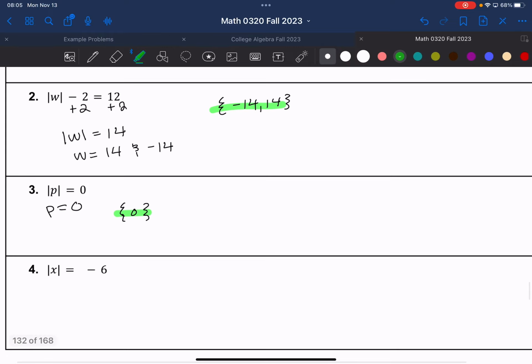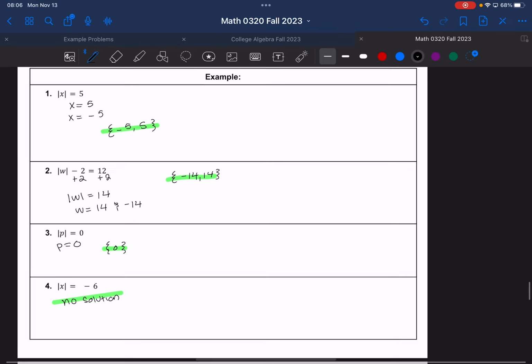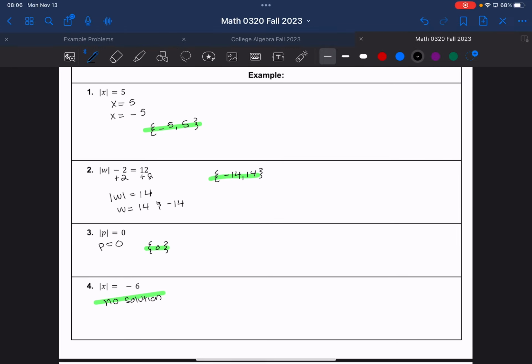What about number 4? Our absolute value is by itself, but it's equal to what? A negative number. So what is the answer to this if it's equal to a negative number? No solution. Remember, we cannot have an absolute value equal to a negative number because what does the absolute value do to a problem? Makes it positive. So that's impossible for our absolute value to be equal to a negative number. Okay. Any questions so far?